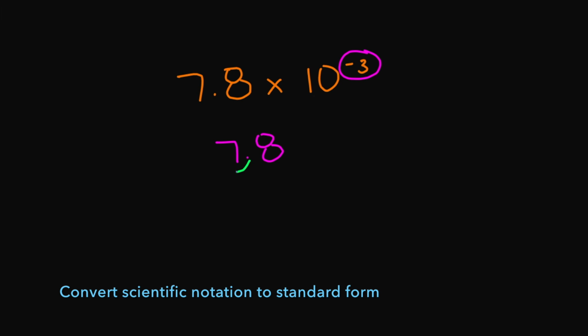And let's try one more. So 7.8 times 10 to the negative 3rd power. I have a negative exponent, so I'm going to move my decimal point 3 places to the left. So we're going to do 1, 2, 3. My decimal is going to fall right here. And I'm going to go ahead and just fill in the spaces now with zeros. So a 0 here and a 0 here. So your standard form is going to be 0.0078.